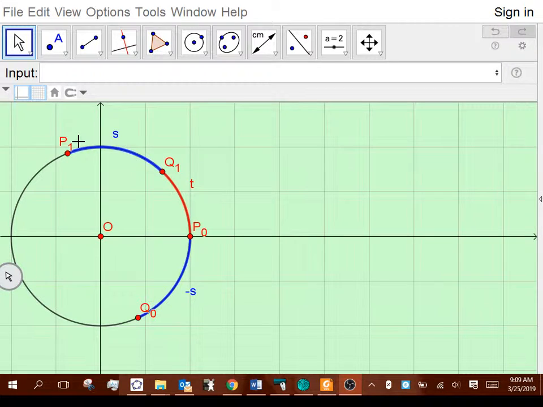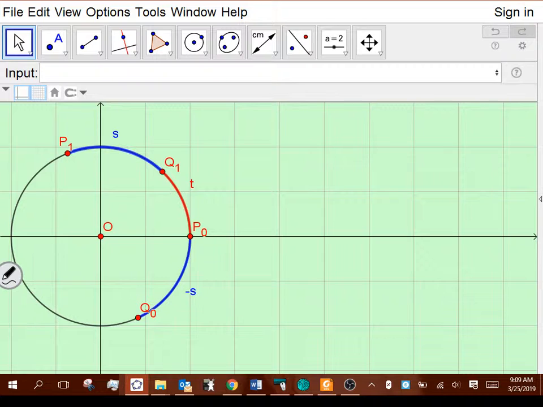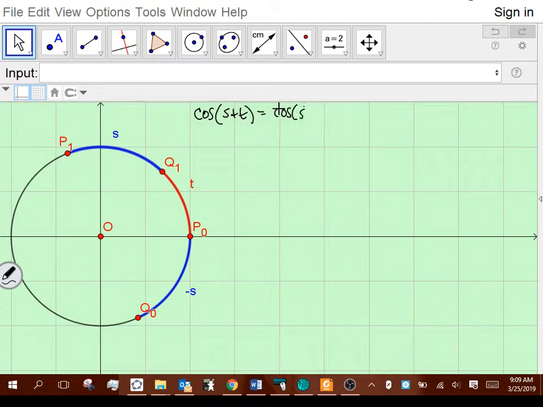Okay, so what I want to do, like I said, is give you a reminder of what we did on Friday. We said on Friday, we just learned these rules. We said the cosine of s plus t was the same thing as cosine of s, cosine of t, minus sine s, sine t, right?